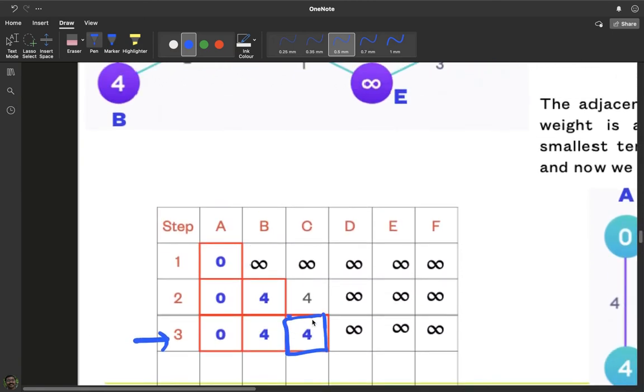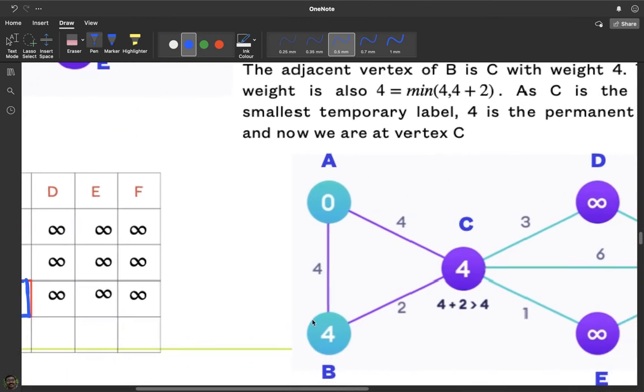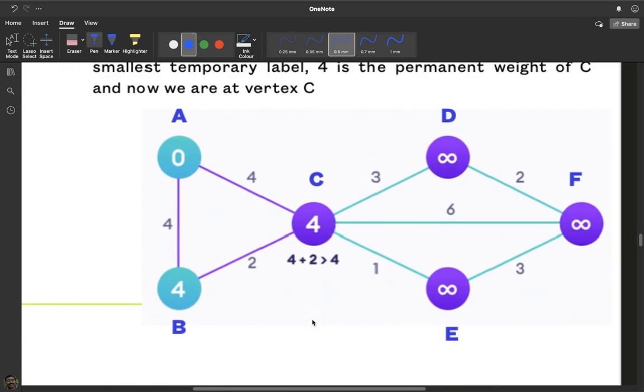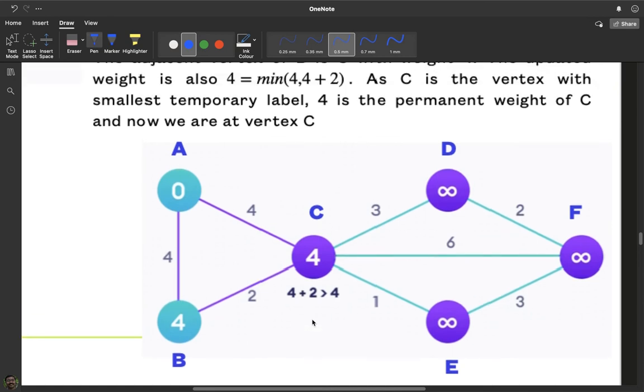Now you can think about what will happen. Once we have reached C, which are the neighbors of C? The neighbors of C are D, E and F. Now let us assign weights to them. How will you assign them? The weight of D will be the minimum of the old weight of D, which is infinity, or the weight of C, which is now 4, plus the weight of CD, which is 3. So it will be simply 7. So D will have weight 7 now.